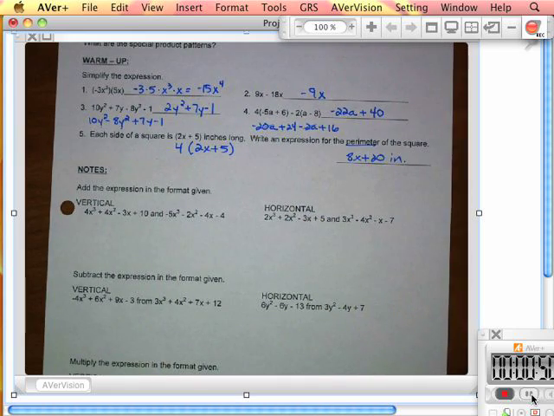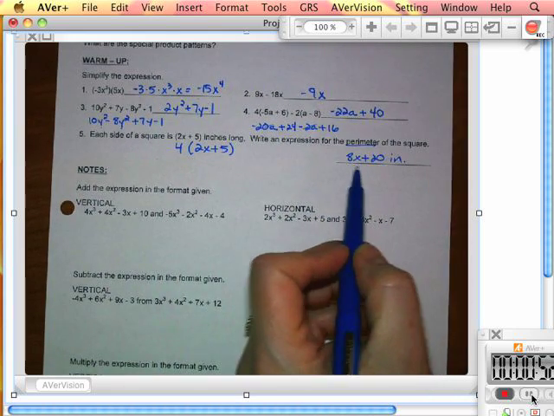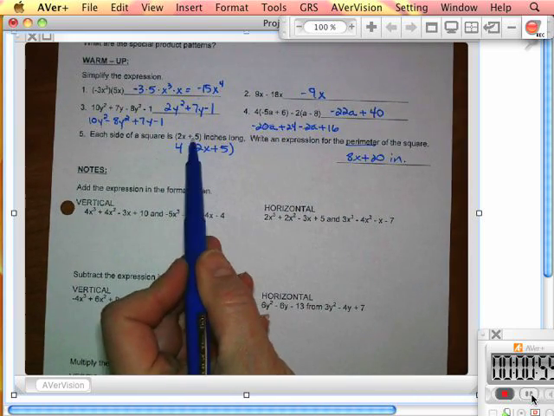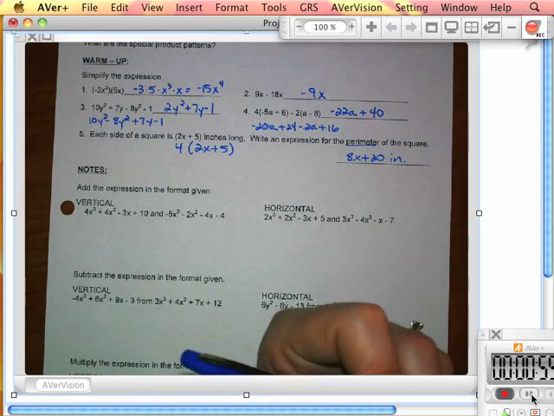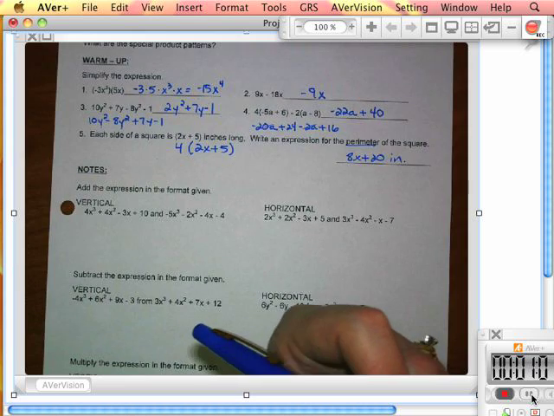Alright, and then here they asked for the perimeter. Well, in a square, if this is one side, there's 4 of them, so 4 times 2x plus 5 gives you 8x plus 20.